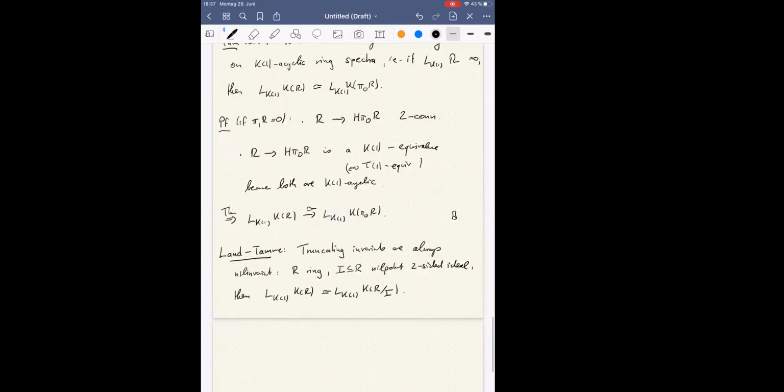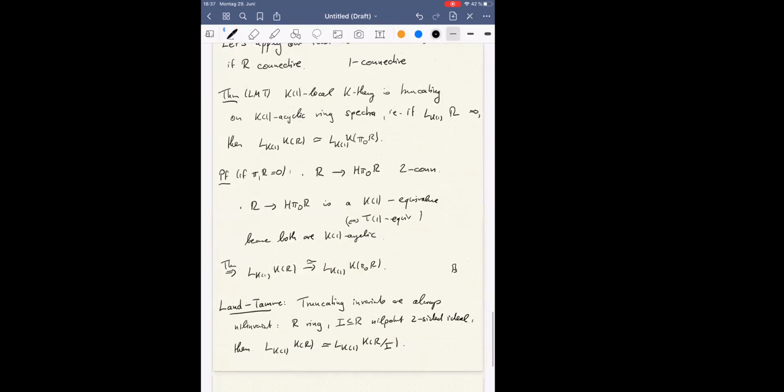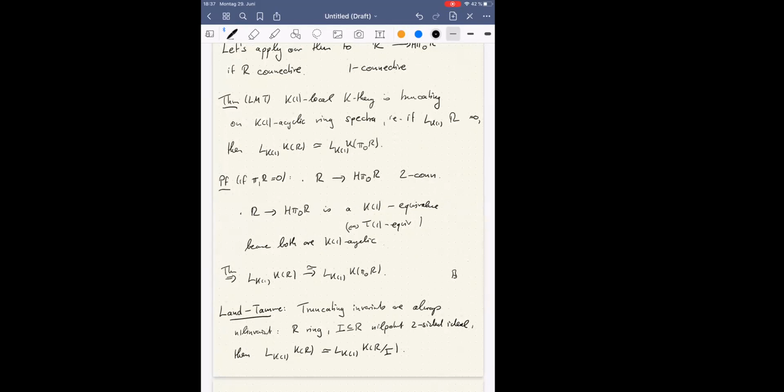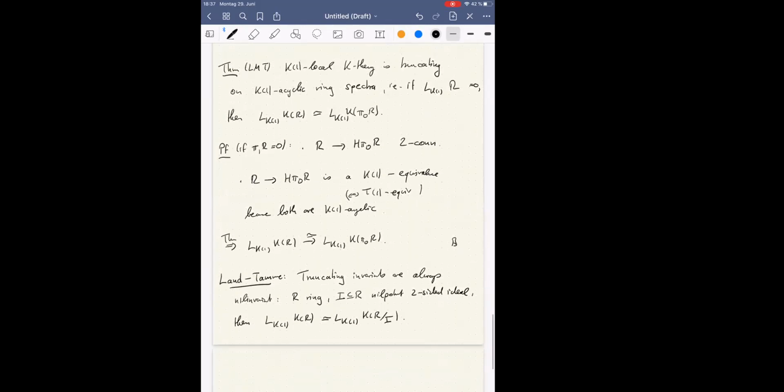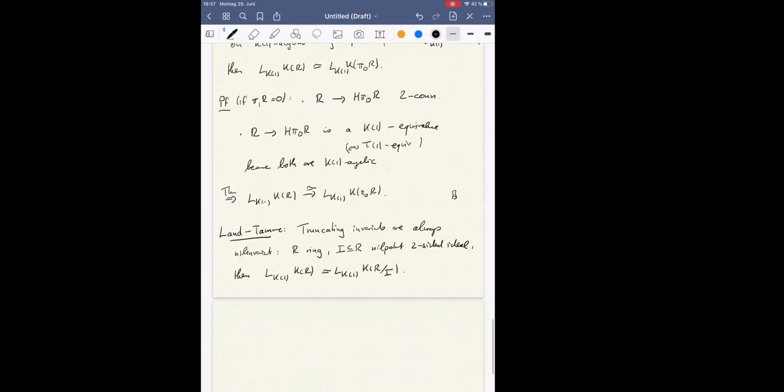So I guess one has to be a little bit careful because our invariant is not truncating in general, but just on K1 acyclic spectra. But this turns out to be not a problem because every HZ algebra is K1 acyclic. In particular, every algebraic K-theory spectrum of every ring is K1 acyclic.